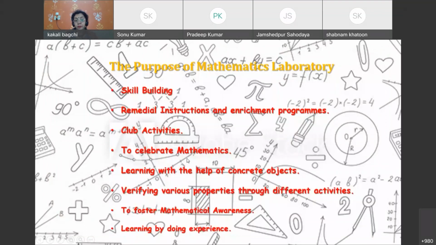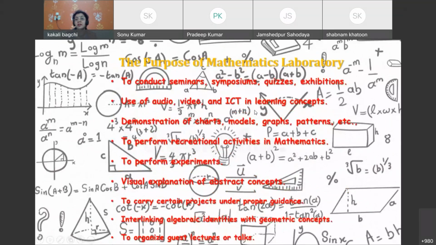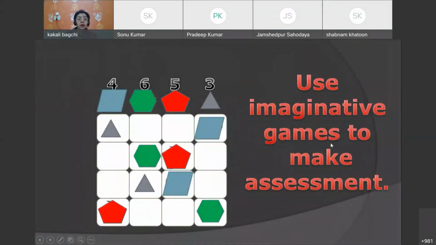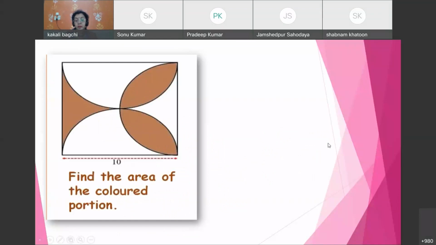So this mathematics project enriches the subject. It can be done in many ways by symposium, quiz, exhibitions, many more things are possible. Let me leave this. Say in middle school, 7, 8.